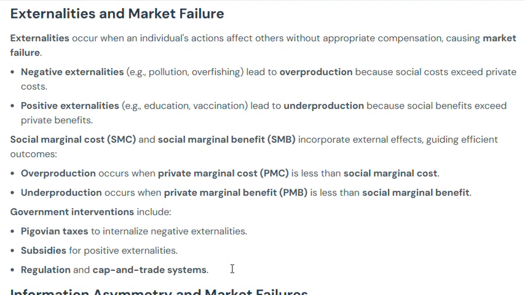The externalities and market failure. Externalities occur when an individual's action affects others without appropriate compensation, causing market failure. Negative externalities like pollution and overfishing lead to overproduction because social costs exceed private costs. Positive externalities such as education and vaccination lead to underproduction because social benefits exceed private benefits. The social marginal cost, which is SMC, and the social marginal benefit incorporate external effects, guiding efficient outcomes.